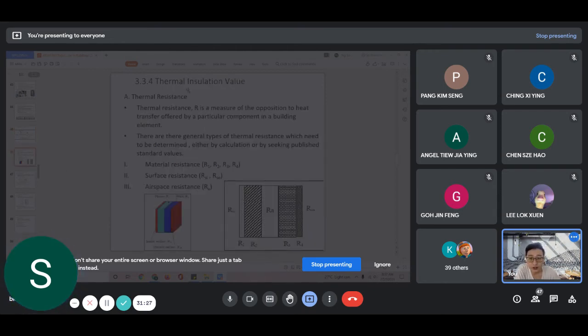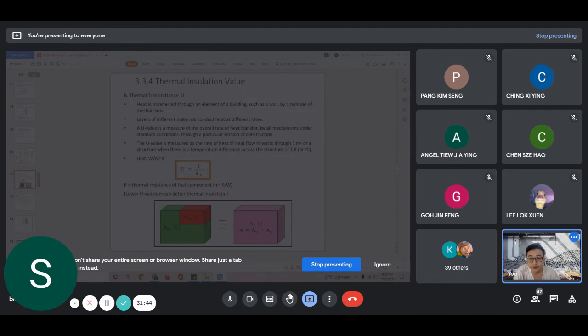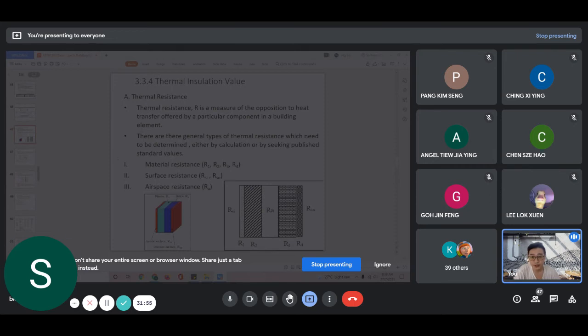So next we have thermal insulation value. This can be done in two ways. The first is thermal resistance, and the next is thermal transmittance. Okay, so when it comes to thermal resistance, there are three items in a material that determine how good a material is in opposing the heat transfer.